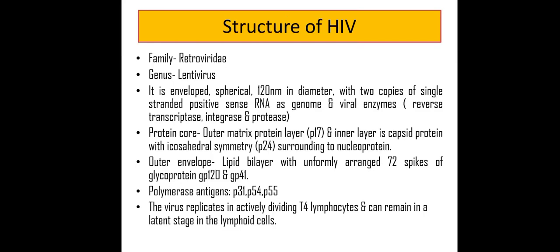Then the protein core. The protein core contains the outer matrix protein layer, which consists of the P17 protein. The inner layer is a capsid protein with icosahedral symmetry, with the protein P24 surrounding the nucleoprotein. The outer envelope, the lipid bilayer, is uniformly arranged. The 72 spikes of glycoprotein, that is GP120 and GP41, are essential for the attachment of the HIV virus to its specific host cell. The polymerase gene proteins include P31, P54 and P55.